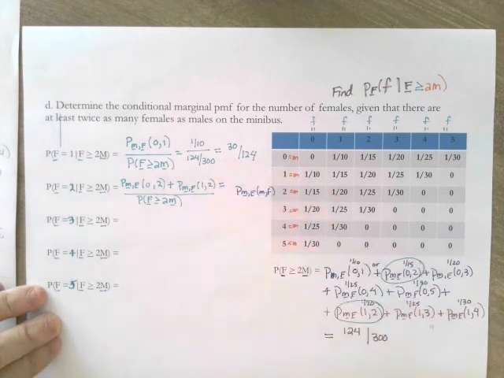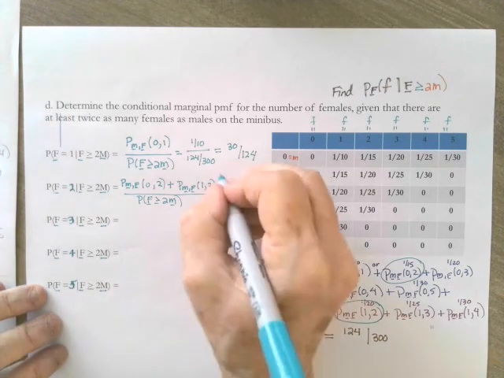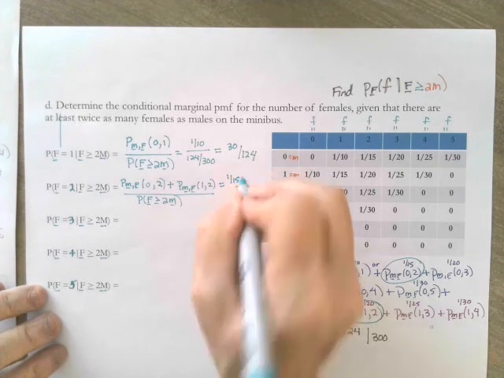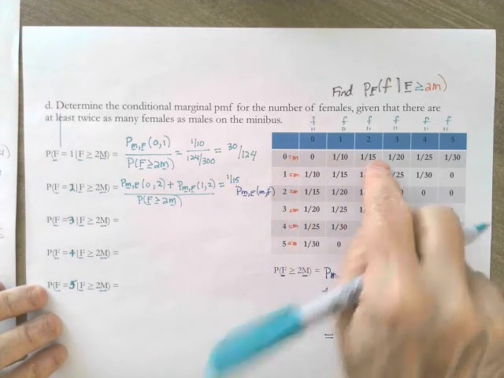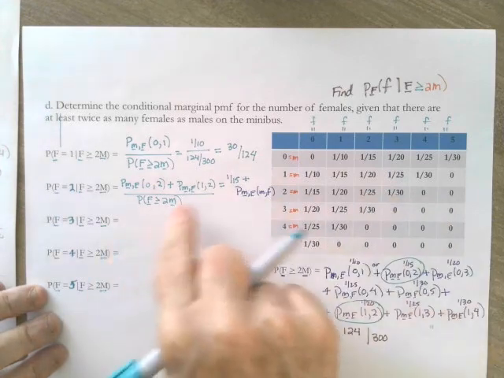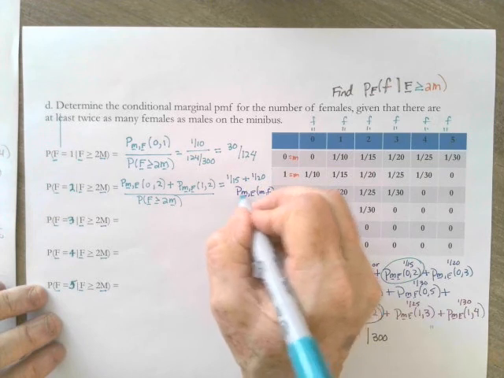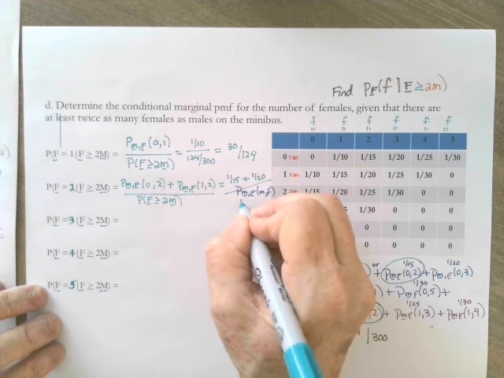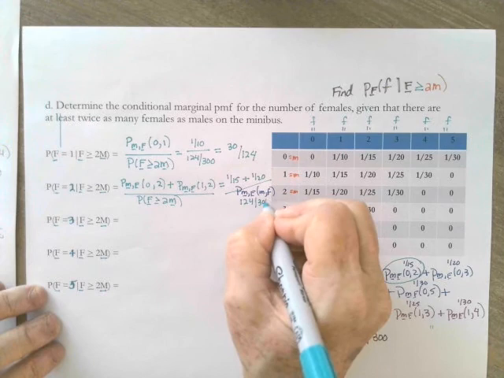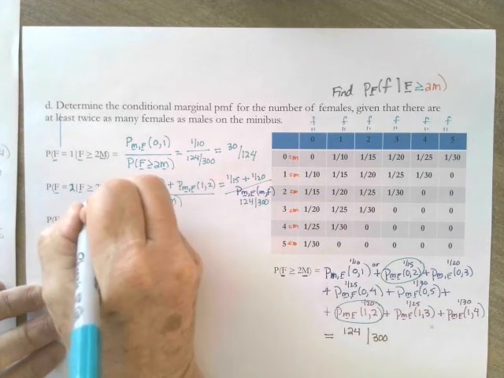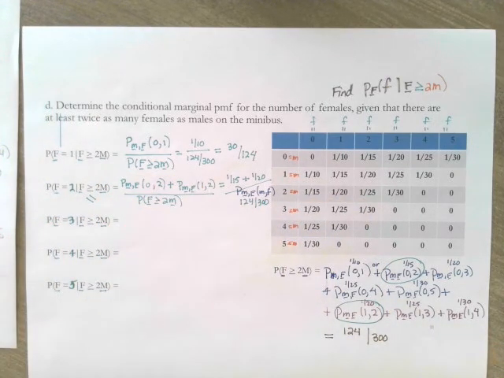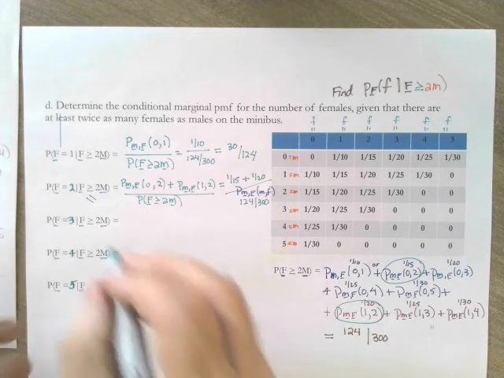And so when you do that one, you will have 1/15 plus 1/20, over 124 divided by 300. Sorry, I got kind of cluttered here. Anyway, the final value, let me just check my notes here, you should get 35 over 124.